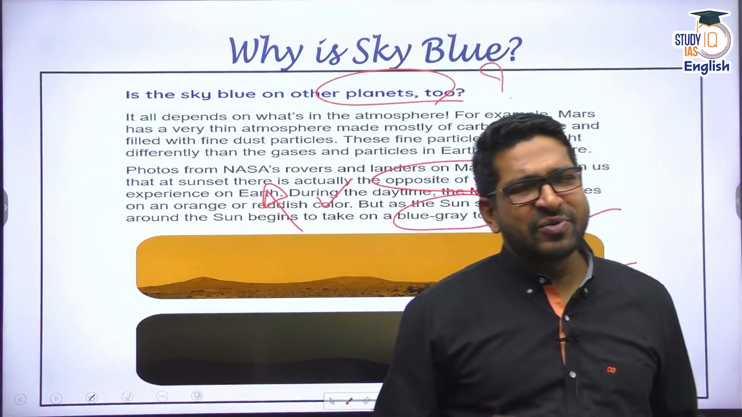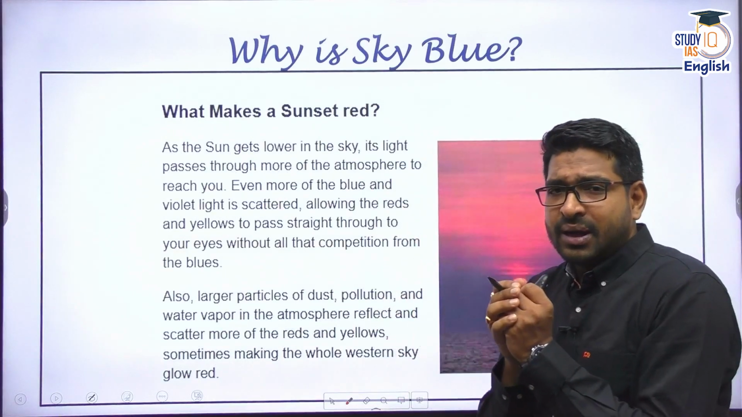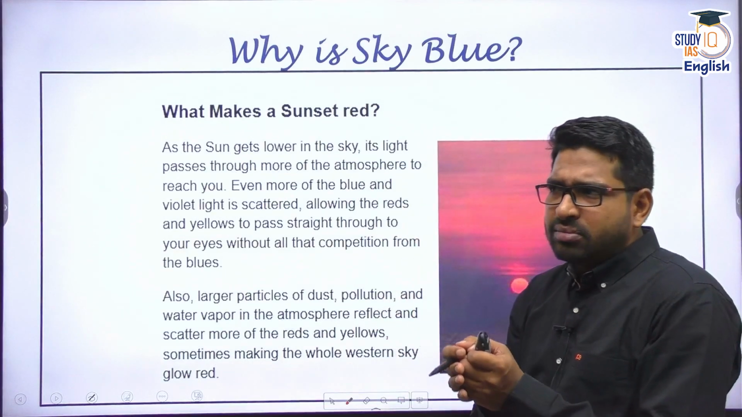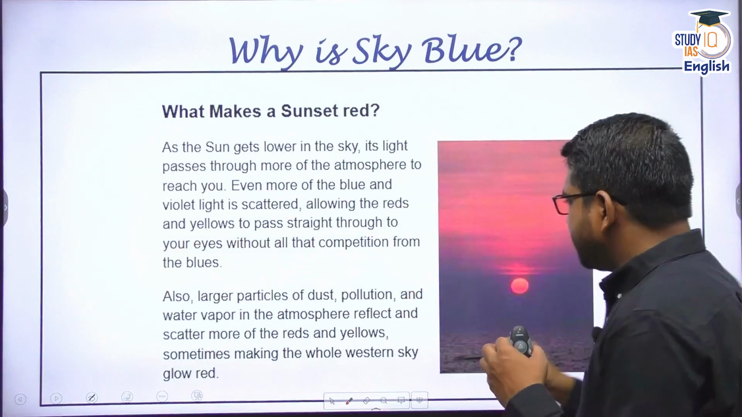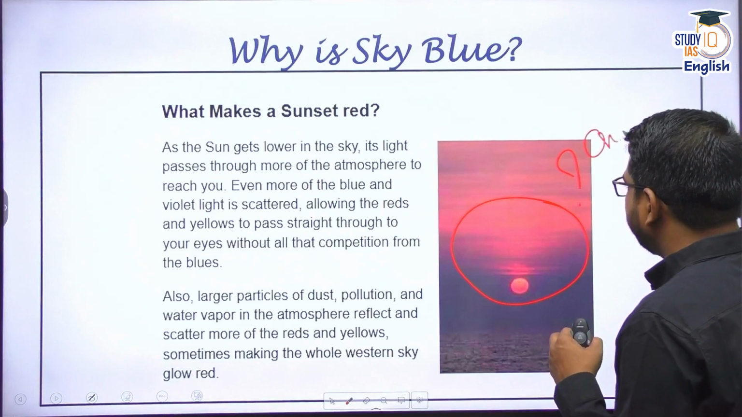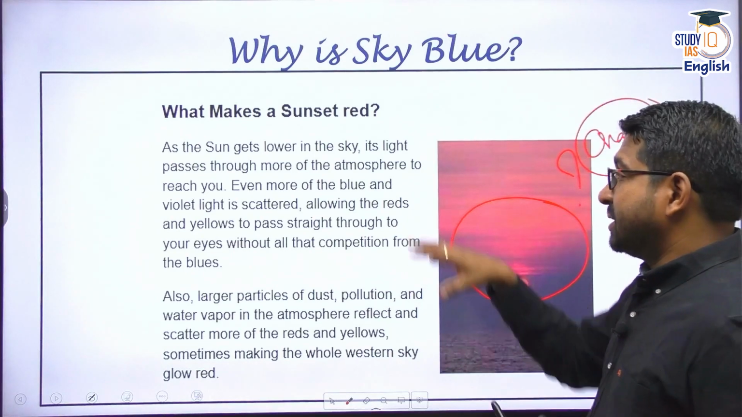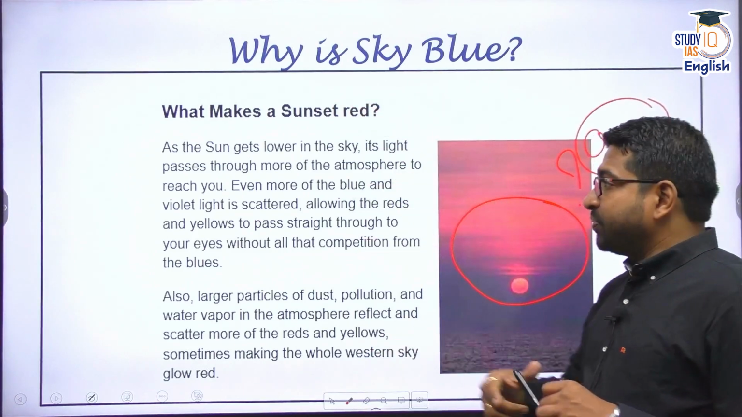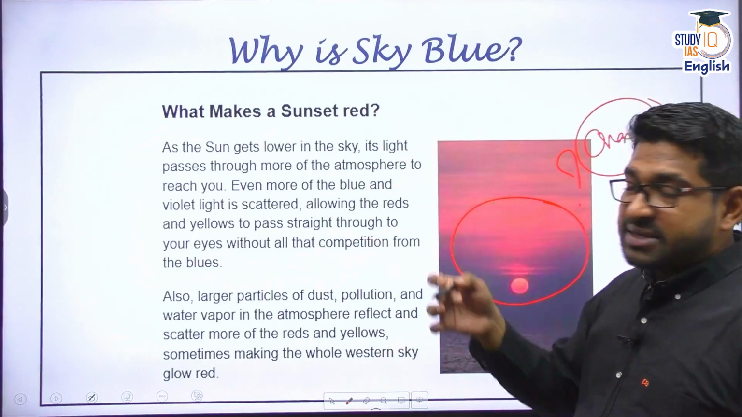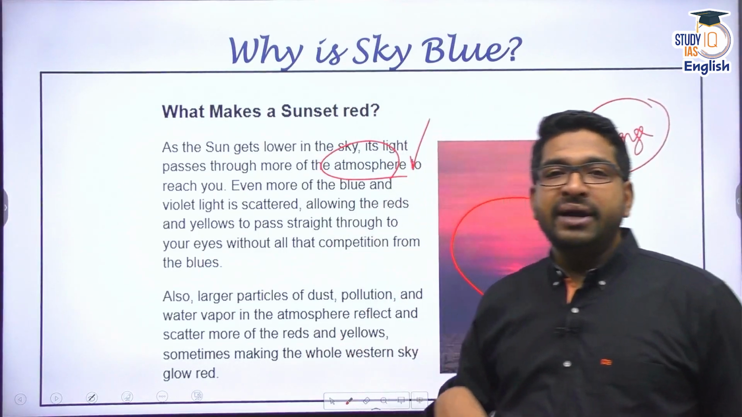All right. Now apart from this, there is one more phenomenon. Because of light, we see that the sky is blue, but during sunset and sunrise, we see the sky becomes a little reddish or orangish. Why does this happen? This is because as the sun gets lower in the sky, the light passes through more and more of the atmosphere. That means blue light is scattered even more.